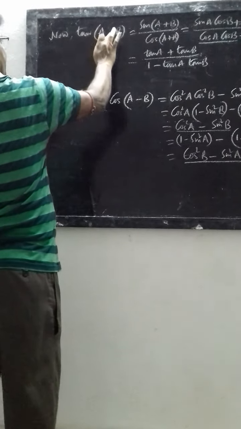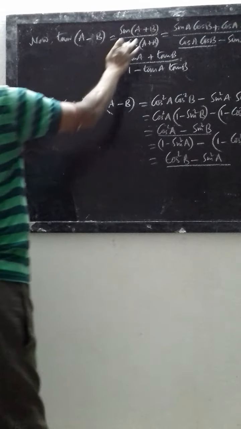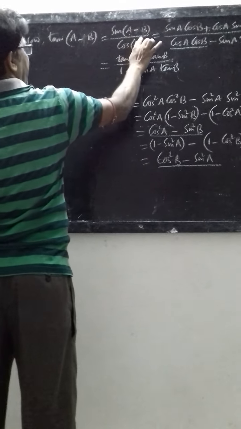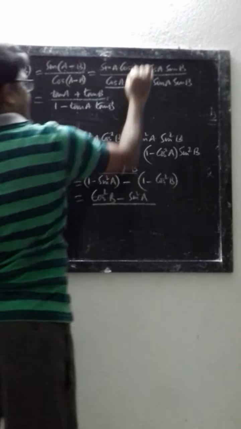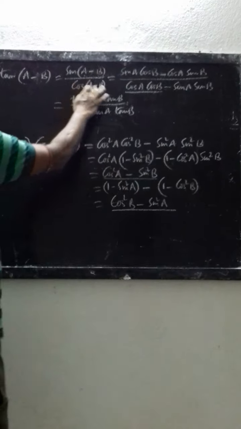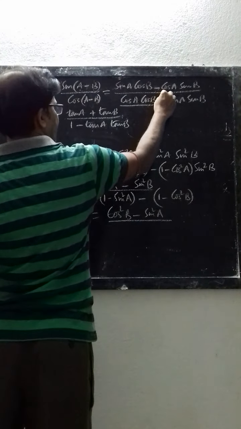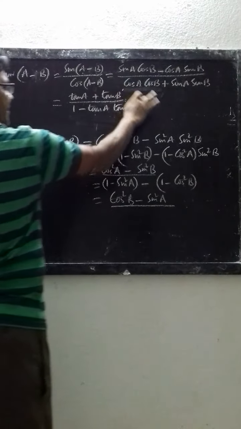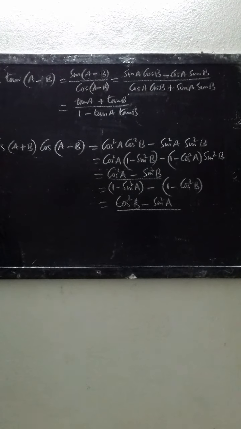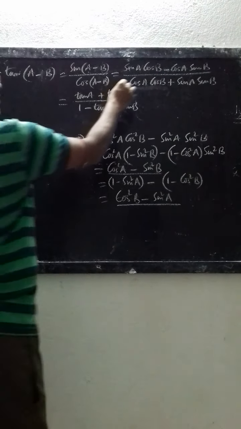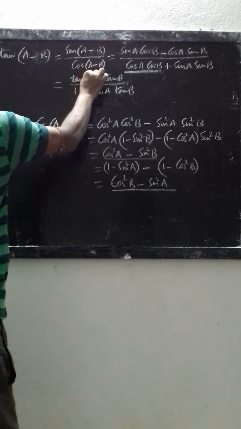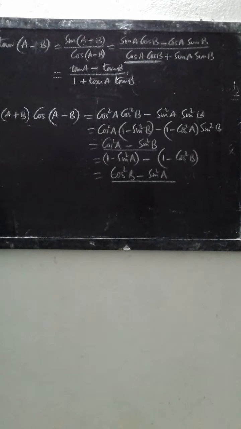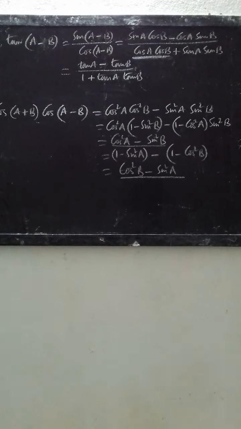Now tan(A−B) is equal to sin(A−B) by cos(A−B). Sin(A−B) equal to sin A cos B minus cos A sin B. Cos(A−B) equal to cos A cos B plus sin A sin B. Now divide numerator and denominator by cos A cos B. So this is equal to tan A minus tan B over 1 plus tan A tan B.